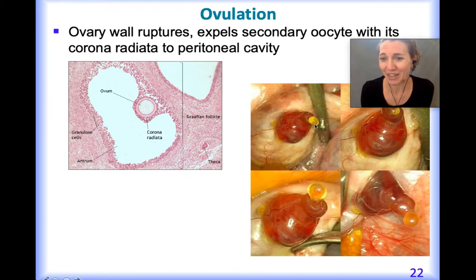This is ovulation caught in camera. So laparoscopic surgery of somebody, and they caught the moment of ovulation. So that's what it looks like.